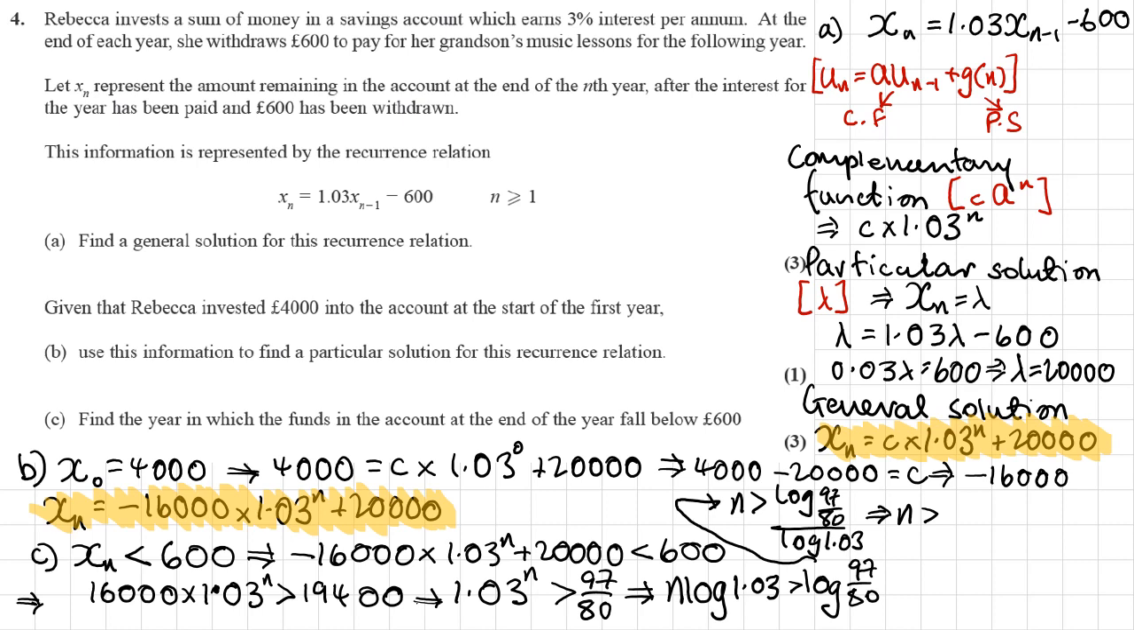That's 6.5186 and so on. n has to be a whole year number, so that's n equals 7. That's going to be in the 7th year, or the end of the 7th year. So let's just highlight that answer there, and we're done.